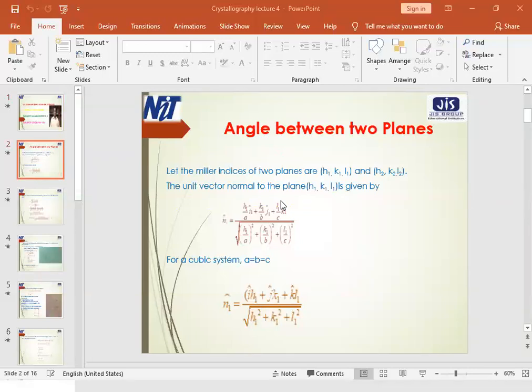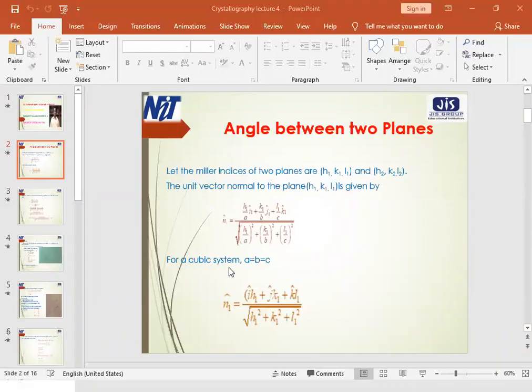So here, if we take two planes, one with Miller indices h1, k1 and l1 and the other with h2, k2, l2, then the unit normal vector to the plane h1, k1, l1 will be given by n1 unit vector equal to h1 by a into i plus k1 by b into j plus l1 by c into k, divided by under root h1 by a square plus k1 by b square plus l1 by c square.